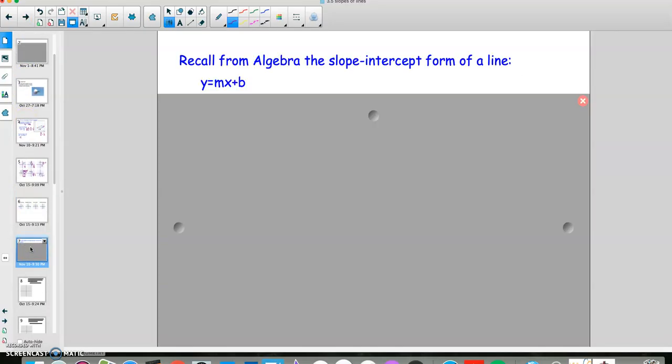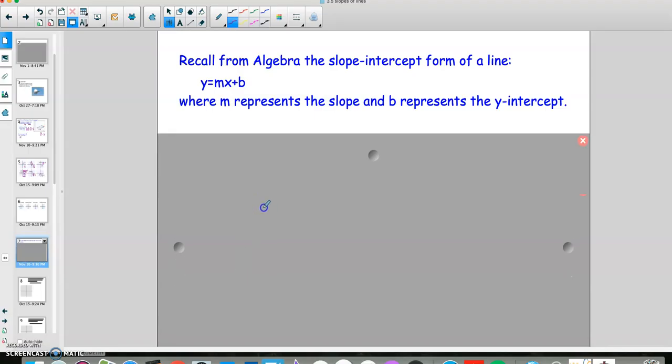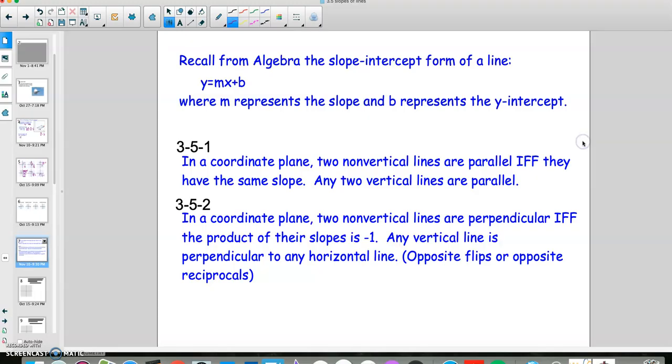All right, also recall from algebra last year, y equals mx plus b. It's a formula that you should have memorized and used a ton, where m is our slope, b is our y-intercept, and x and y are all the points that are on the line. Remember, this is a linear equation for straight lines. All right, 3.5.1. In a coordinate plane, two non-vertical lines are parallel if and only if they have the same slope. We learned that last year.